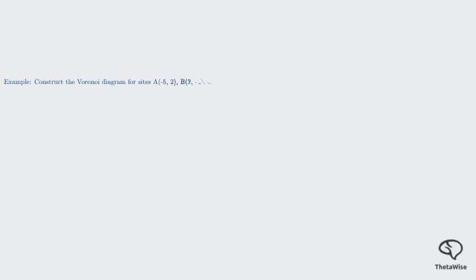Our objective is to construct the Voronoi diagram for three sites, A at (-5, 2), B at (3, -4), and C at (-3, -2). First, we plot the sites on a coordinate plane. Next, we calculate the perpendicular bisector for each pair of sites. Let's start with sites A and B.